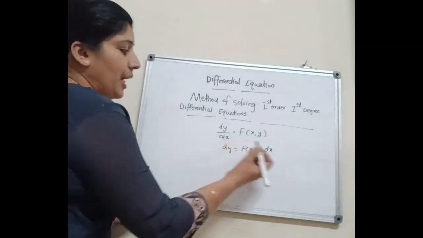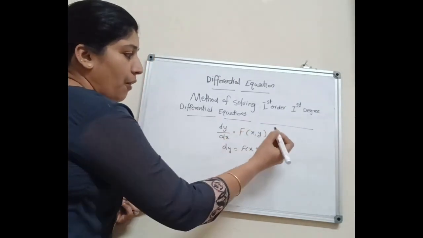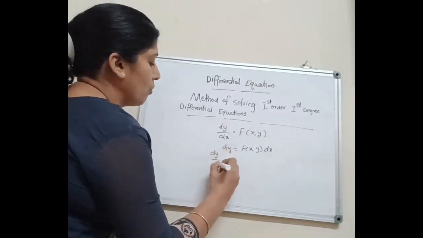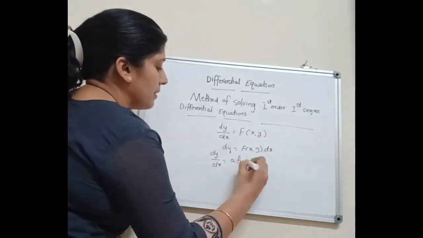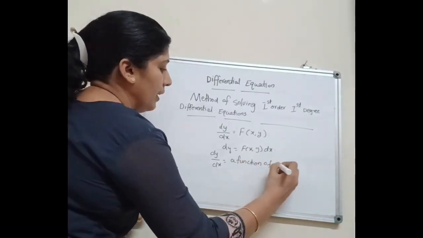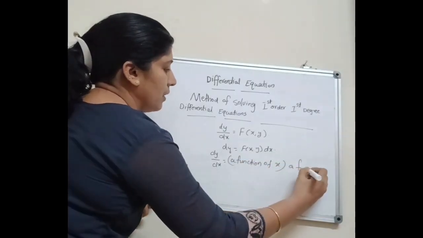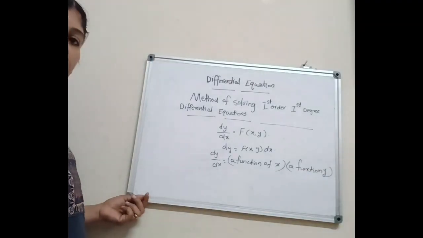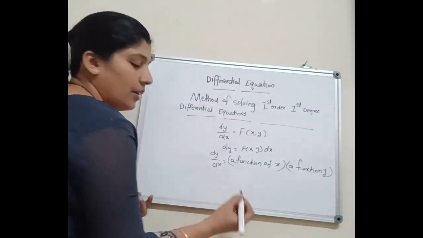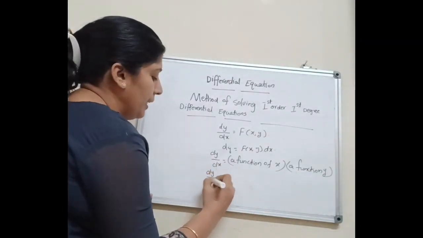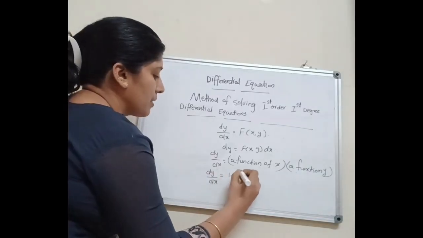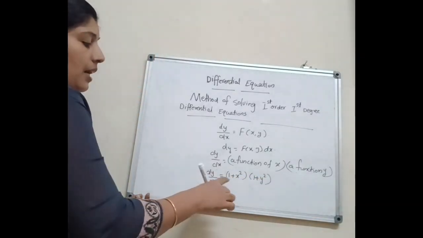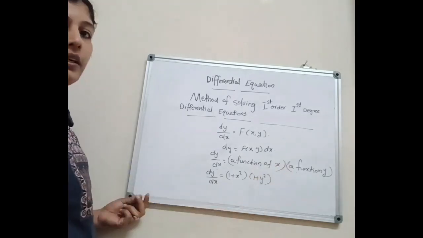In this case, we can see dy by dx in the form of a function of x into a function of y. That is, dy by dx equal to a function of x into a function of y. Let us consider the differential equation dy by dx equal to 1 plus x square into 1 plus y square. Here dy by dx is a function of x into a function of y.